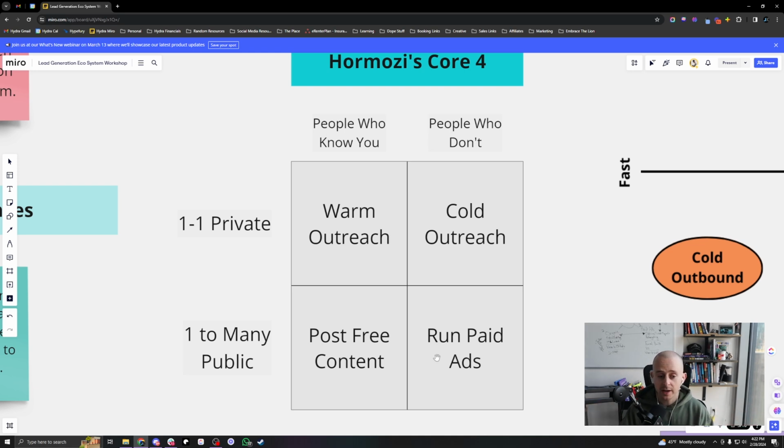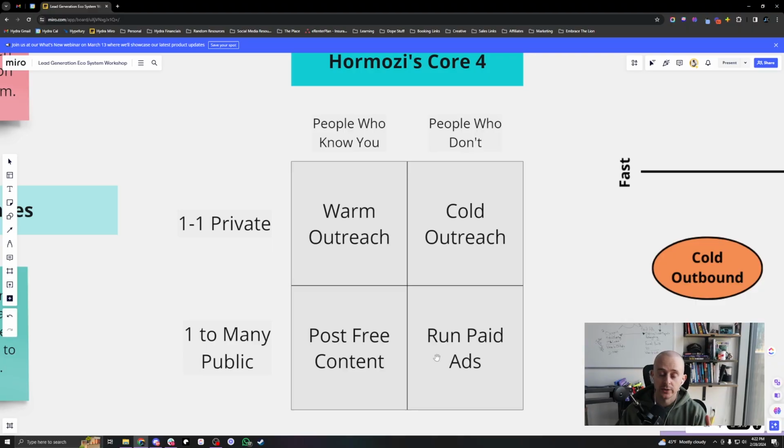And then running paid ads, okay? This is one to many, to the public, people who don't know you, okay? But we can send it out to the masses. So there has to be, once again, an understanding of warm and cold audiences, but also, when we're doing these four different styles of lead generation activities, what it is really meant for and who it's going to.